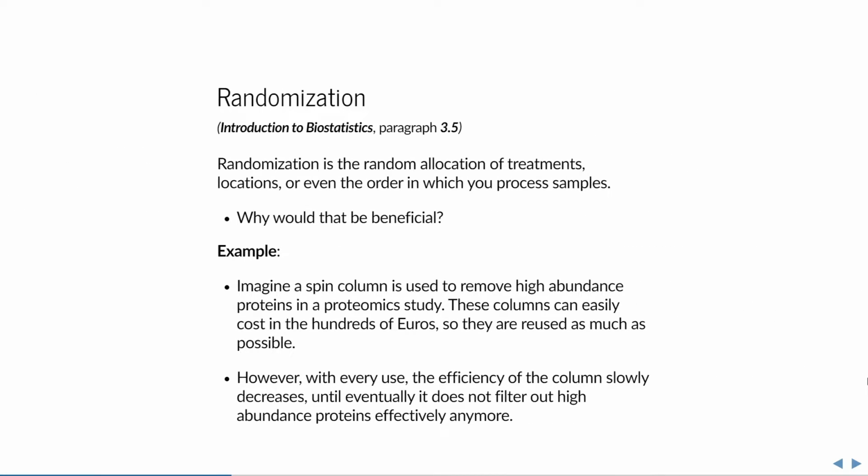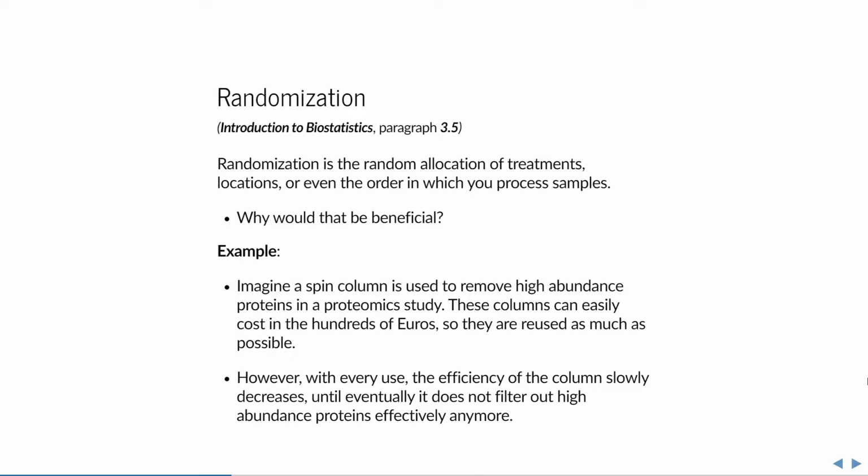So randomization, also covered in 3.5, is the random allocation of treatments, locations, or even the order in which you process samples. Now, why would that be beneficial? For example, imagine you use a spin column to remove high abundance proteins in a proteomic study. Then these columns can easily cost in the hundreds of euros. We work with those here at my laboratory, and they're very expensive. So we try to reuse them as much as possible, and the manufacturer says that that's fine as long as you clean them properly, and you can use them up to 100 times.